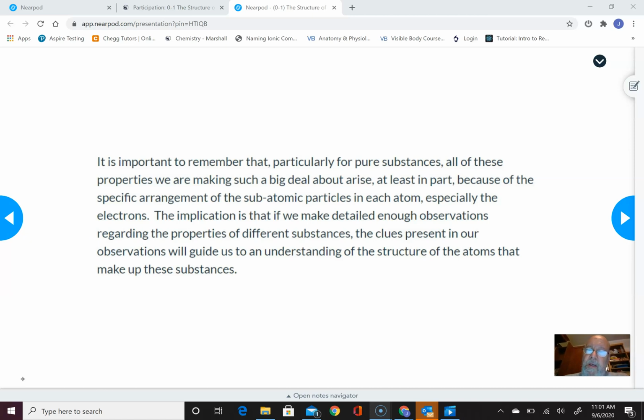So if the arrangement of the electrons is what causes the properties, it should make sense that if we make good enough observations about the properties, those properties will tell us something about the structure. Okay, so if the properties come about because of the structure, it should make sense that if I make good enough observations about the properties, I can learn something about the structure. And I want to show you what I mean by that.